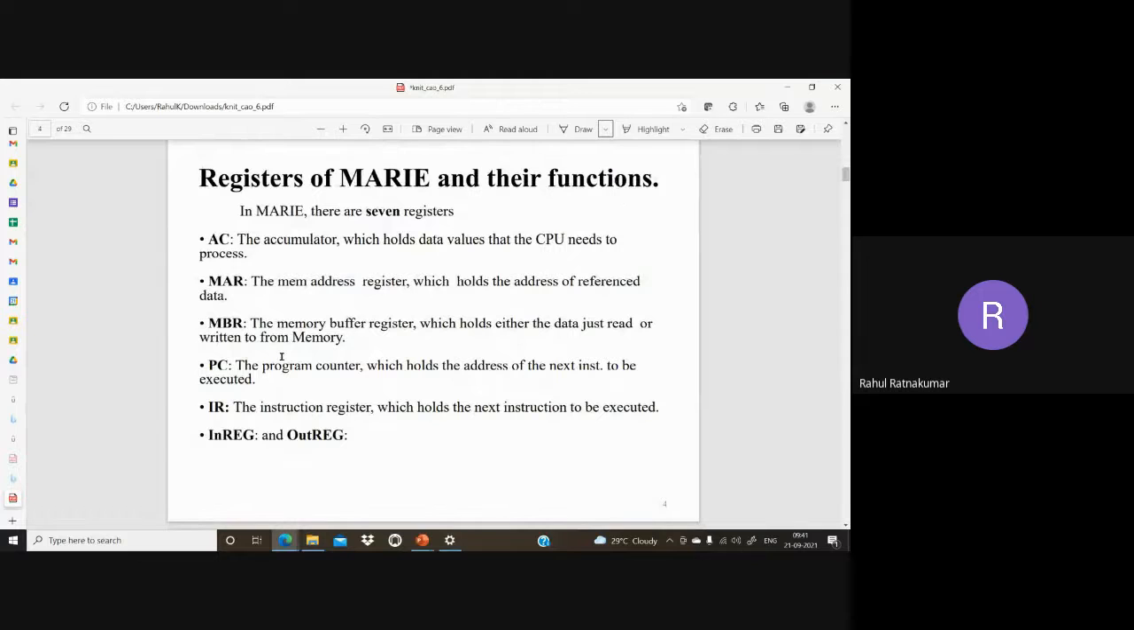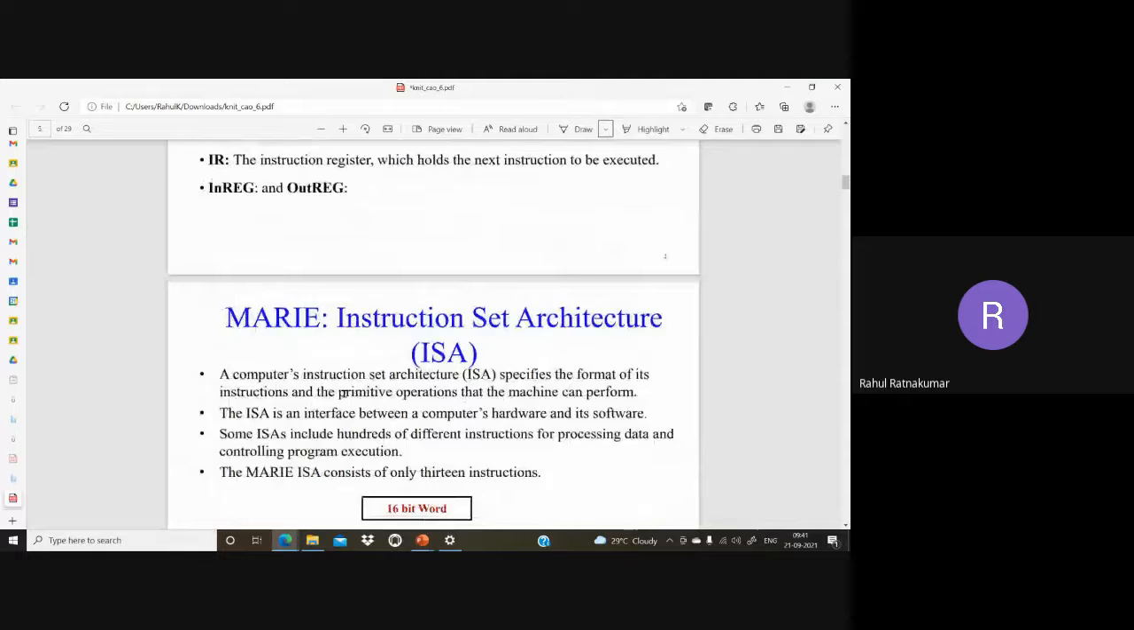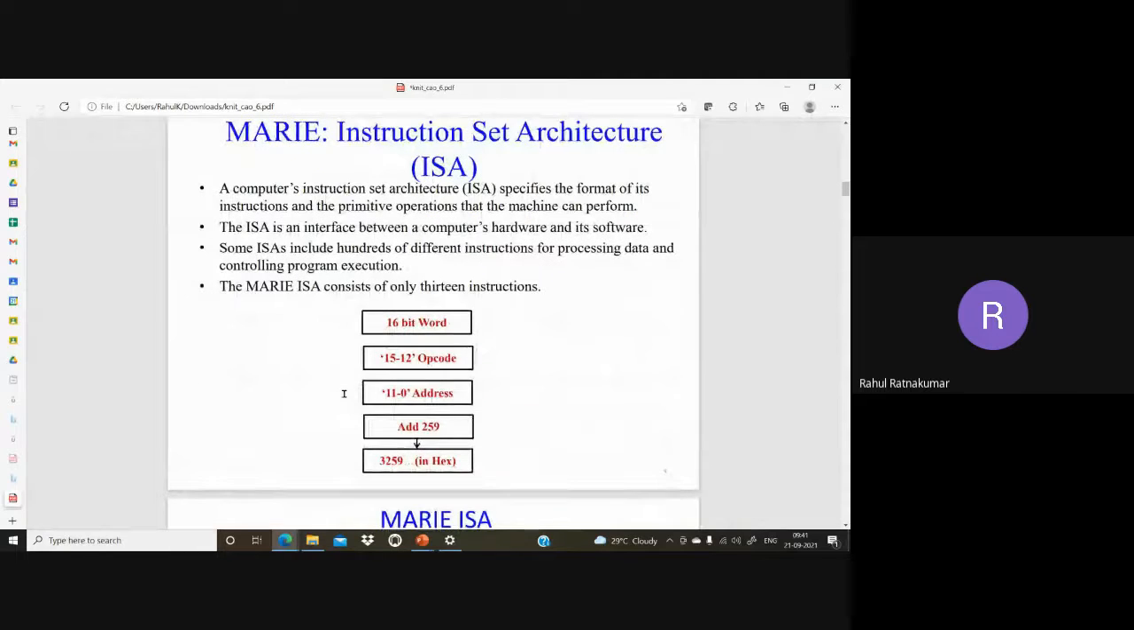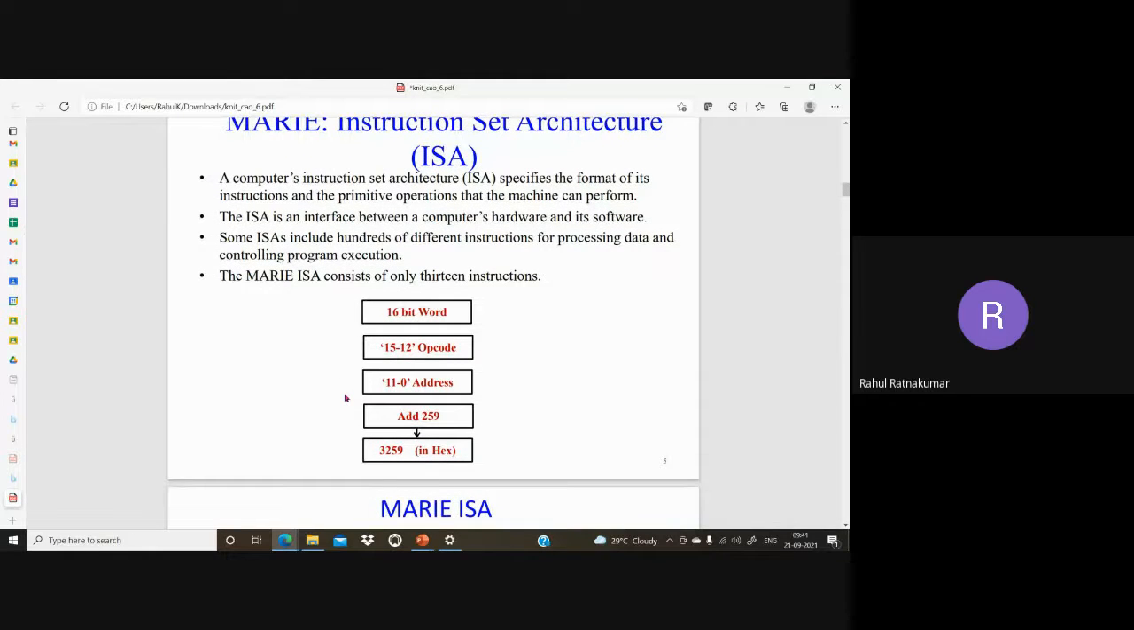So we have discussed different registers: accumulator, MAR, MBR, PC, IR, and so on. The instruction set we have also discussed. They can be a 16-bit word, and whatever number of bits the word has, we have to divide it into opcode and operand.